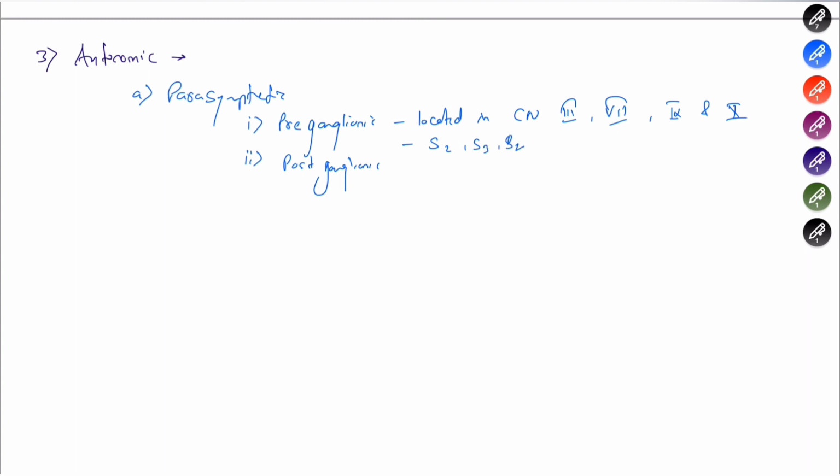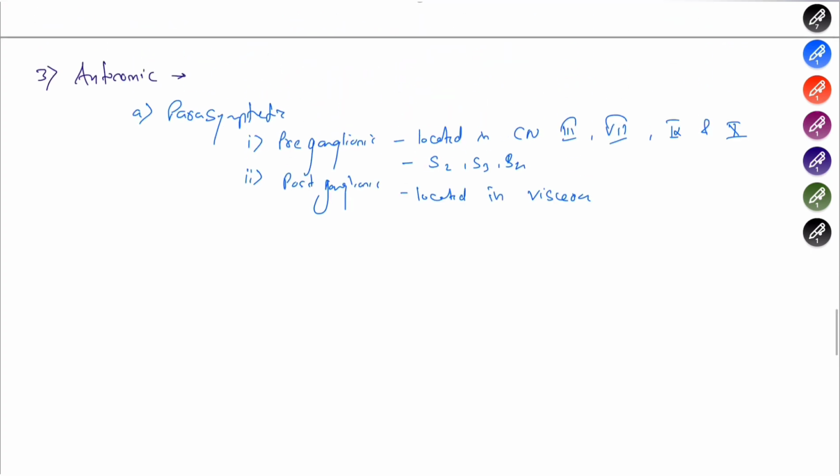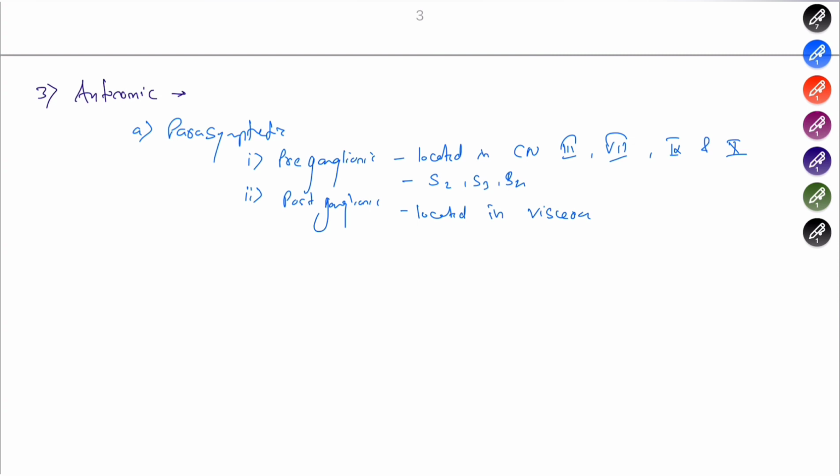And the postganglionic neurons are located in the visceral organs, the viscera. Therefore, this is also known as craniosacral outflow. Parasympathetic fibers are known as craniosacral outflow.